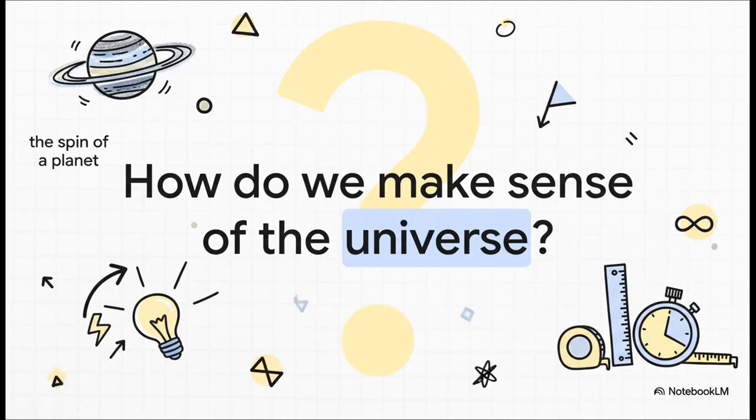I mean, that's a huge question, right? Where do you even begin? How do scientists possibly manage to describe something as massive as a galaxy and something as tiny as a single atom using the same set of rules? Well, it all comes down to having a shared language.